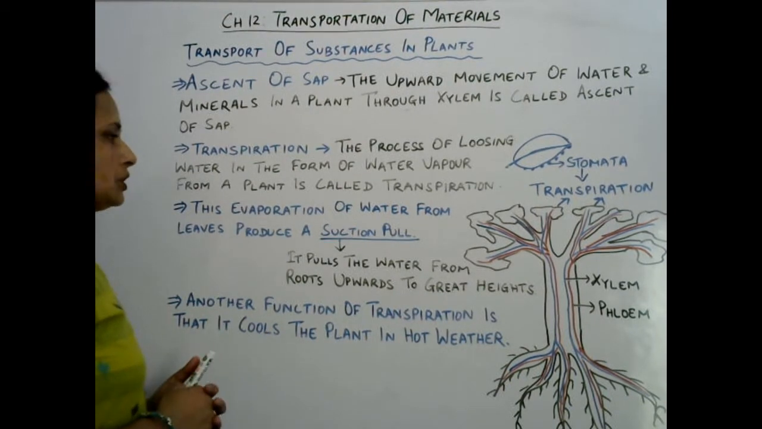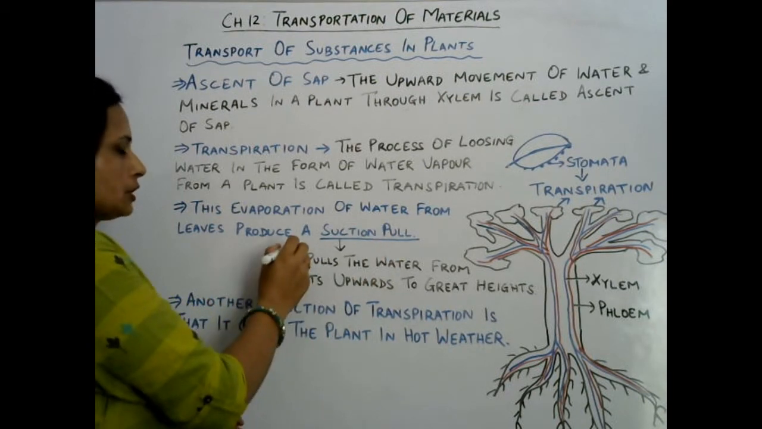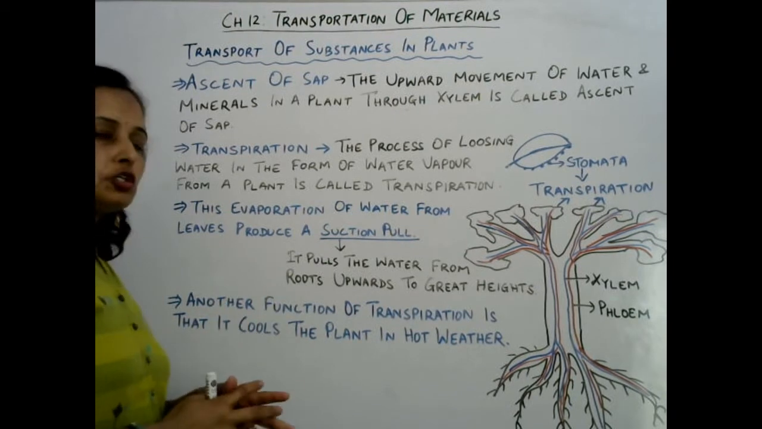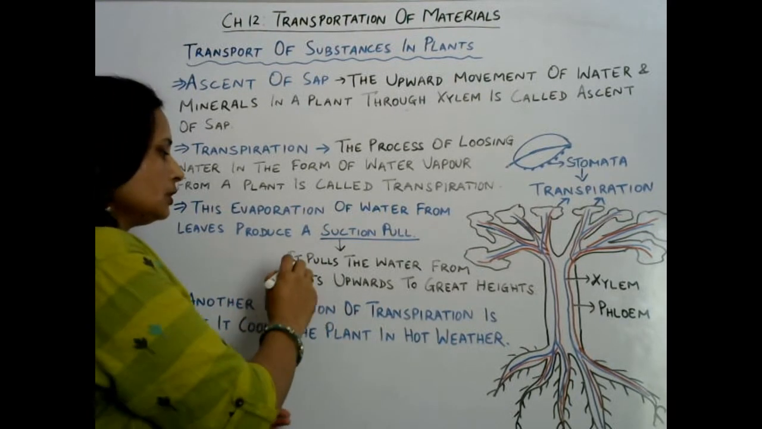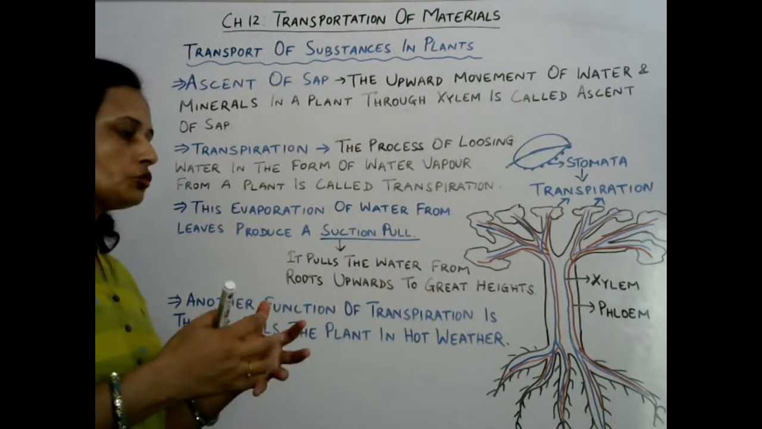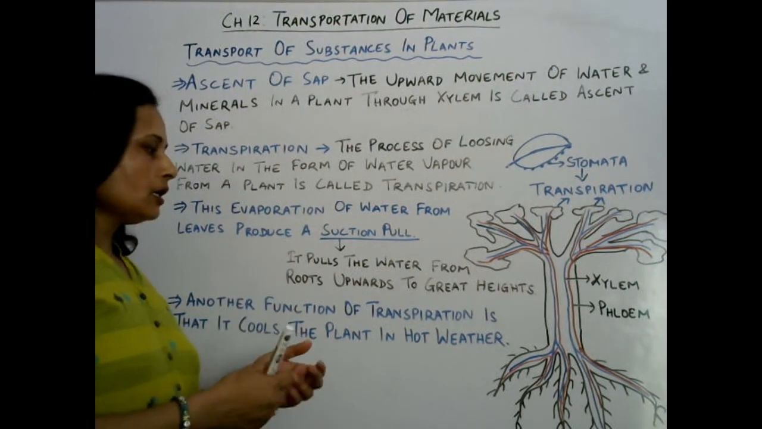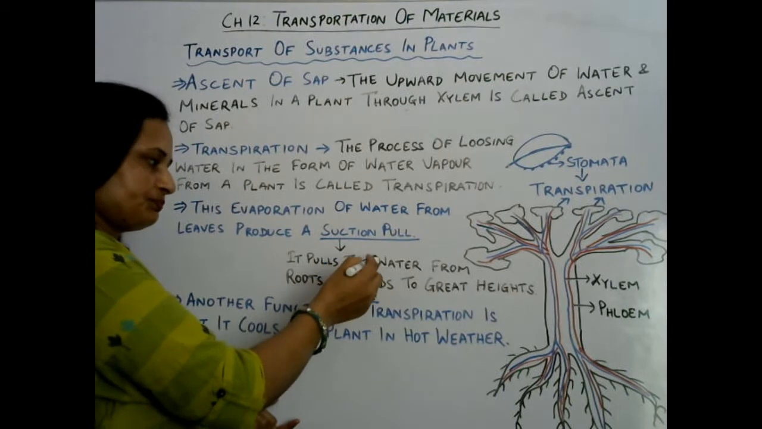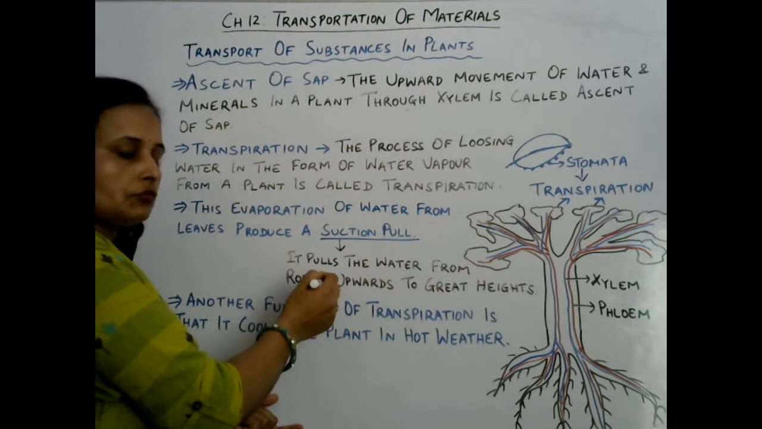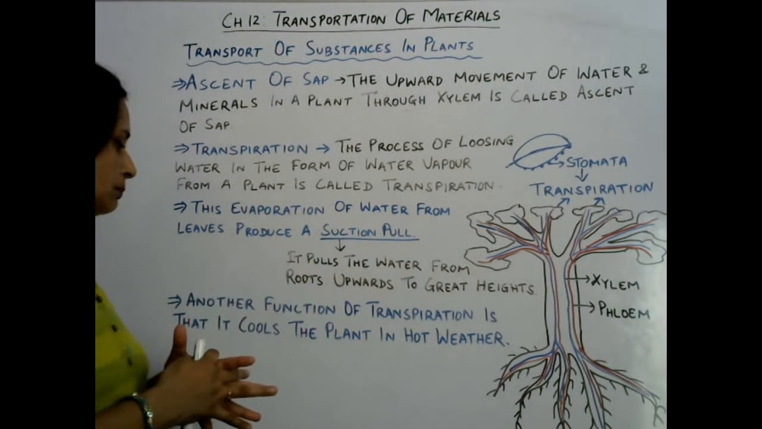Due to transpiration, what happens? A suction pull is produced, that is, a vacuum is created, a gap is created. Due to that successive pull, it pulls the water from roots in the upward direction to a great height. Because there is empty space created, a pulling is created there, that is suction pull, and due to that the water from roots moves upward to all parts of the plant.